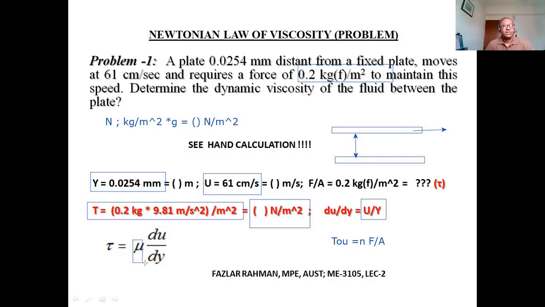Okay. And in real life, what is the application of this problem? Sometimes you will see in a CNC machine or a lathe machine or shaper machine, the table of the machine is moving with a certain velocity over a fixed plate, and you see they are using some lubricating oil. So you need to figure out what type of oil you need to use, what will be the viscosity of the oil to move a plate with a certain velocity. Okay, this is the application.